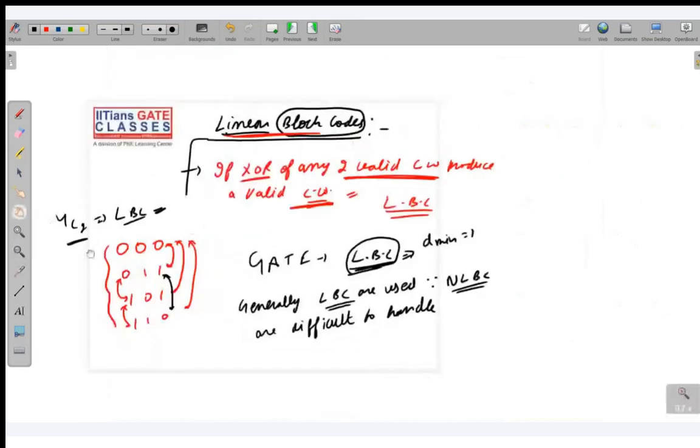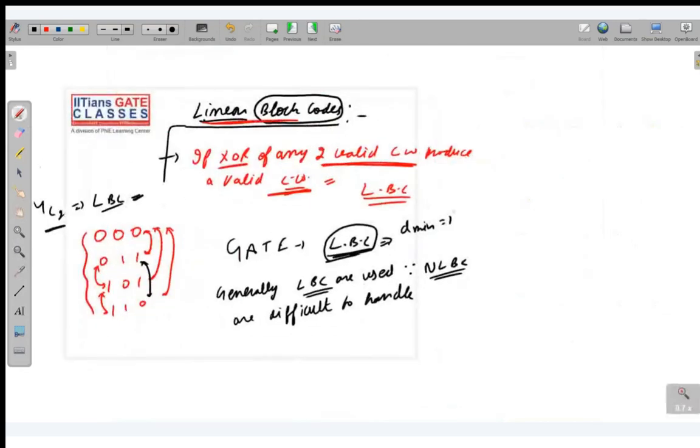So this is the shortcut. What is the shortcut? D min will be the minimum number of ones in a non-zero code word.